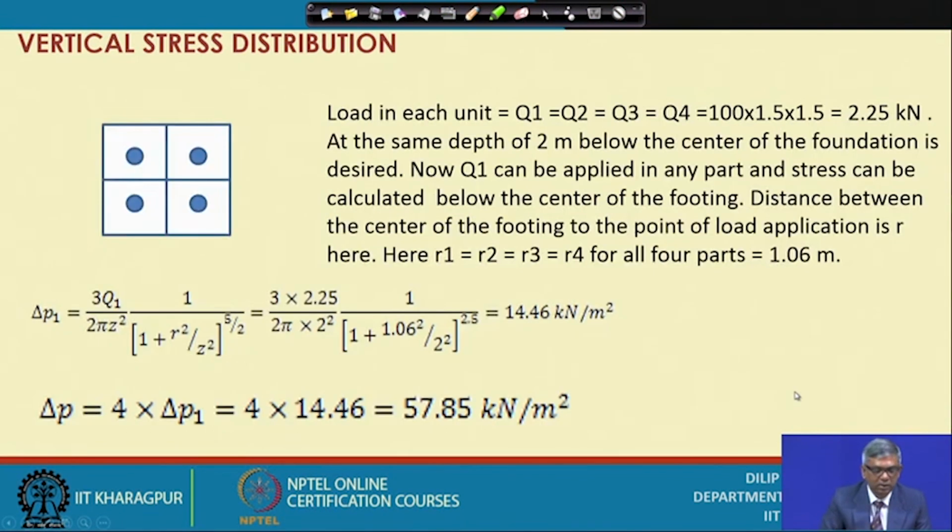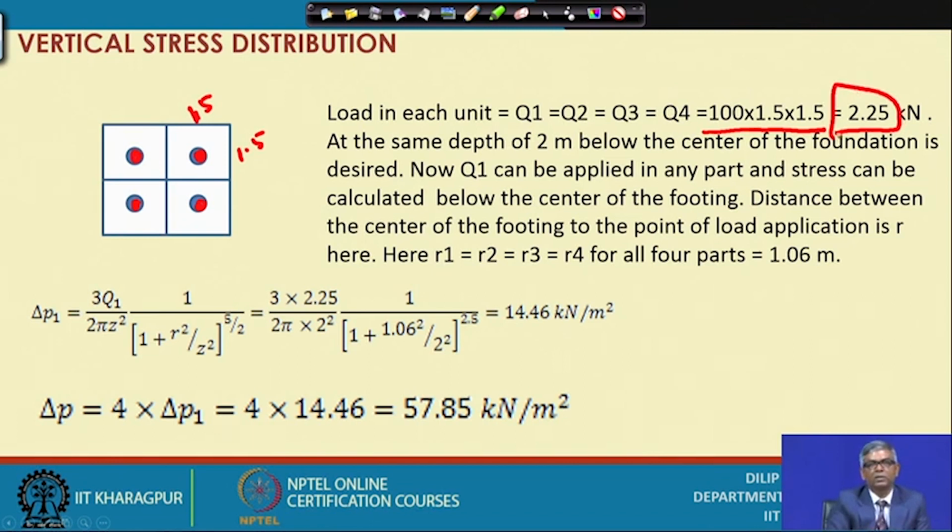First, let me see dividing into 4 parts. This is the initial first page I have shown with dotted lines. So, these dots are now essential. I have divided the 3 meter by 3 meter footing into 4 parts. That means each part will be 1.5 meter by 1.5 meter, and for this 1.5 meter by 1.5 meter area, the loading will be 100 into 1.5 into 1.5, that means 225 kilonewton.